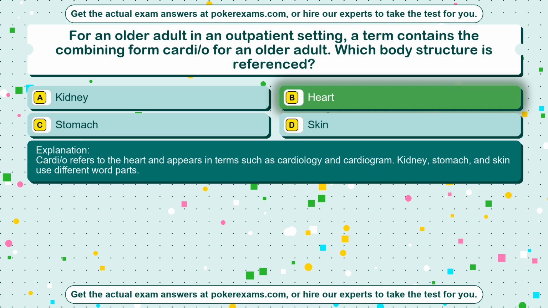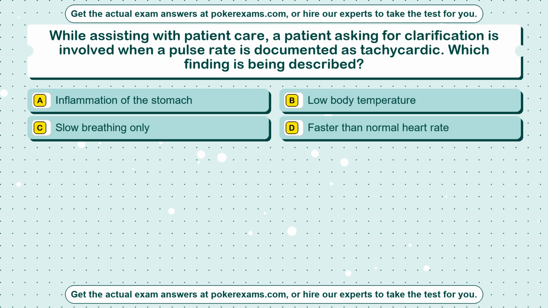Kidney, stomach, and skin use different word parts. Question 52. While assisting with patient care, a patient asking for clarification is involved when a pulse rate is documented as tachycardic. Which finding is being described? Option A, inflammation of the stomach. Option B, low body temperature. Option C, slow breathing only. Option D, faster than normal heart rate.